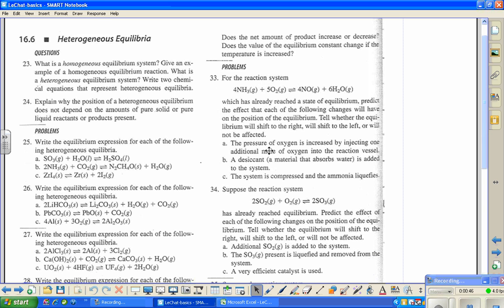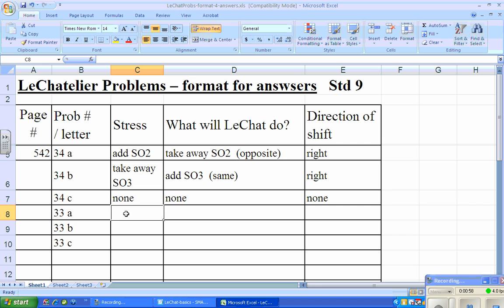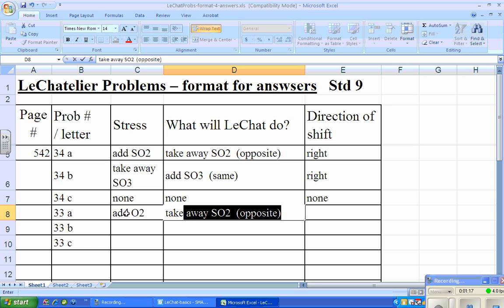In this case, we're dealing with the pressure of oxygen being increased by 1 mole of O2 into the reaction vessel. So what we're doing is adding this, and that becomes our stress. So the stress is: add O2. And then in Le Chatelier's response, what does he want to do? The opposite, correct? So he is going to want to take away the O2. And a takeaway is always going to be an opposite. So we put that in, whoops, opposite.